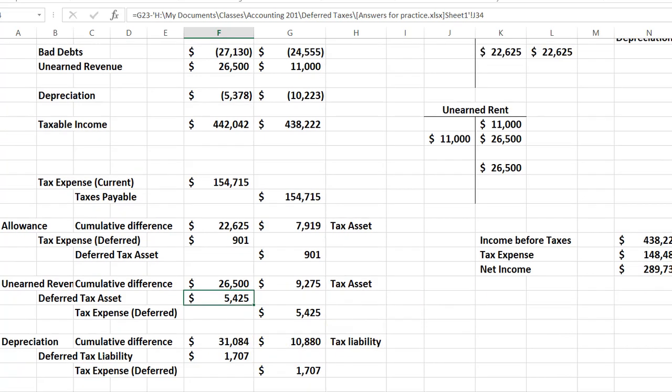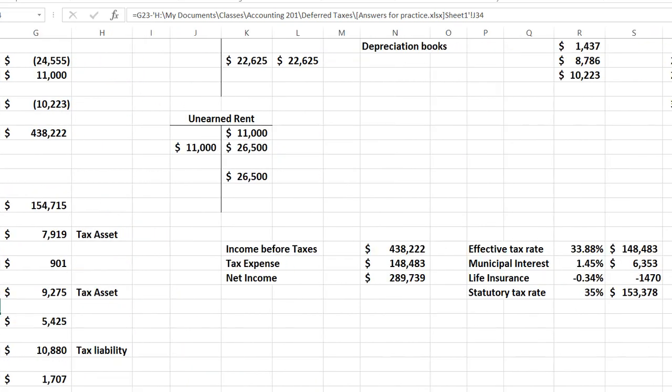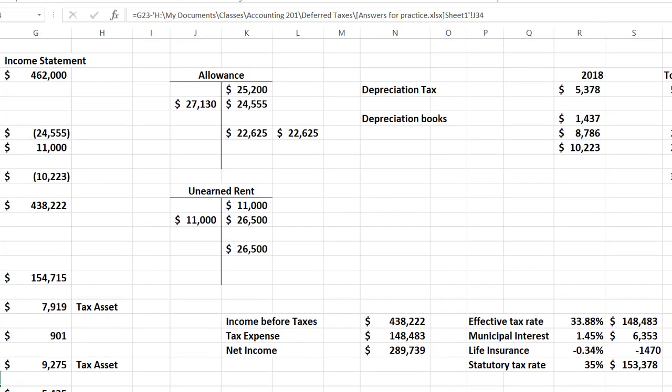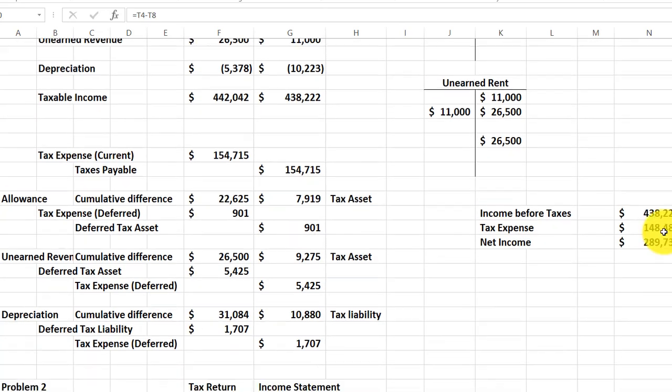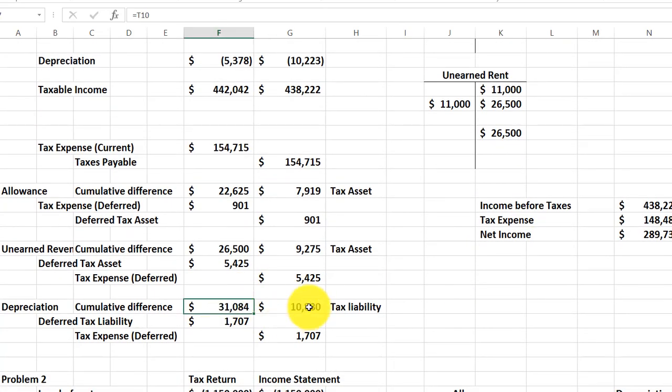And I have that schedule where we look at the cumulative difference. This was the difference for just the 1 year. This is the cumulative difference that I calculated over here between cumulative depreciation for all of the years so far, and the cumulative difference on our books. And so our cumulative difference is 31,084.